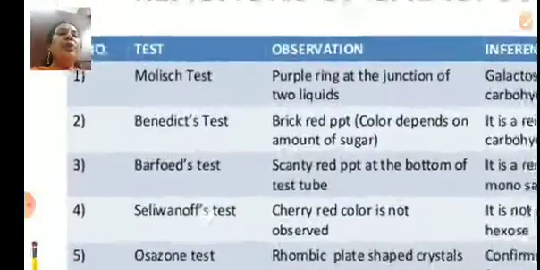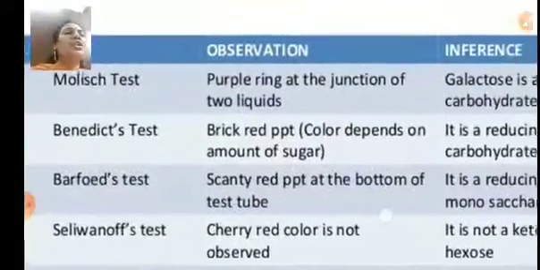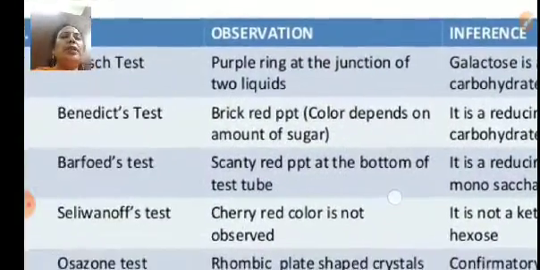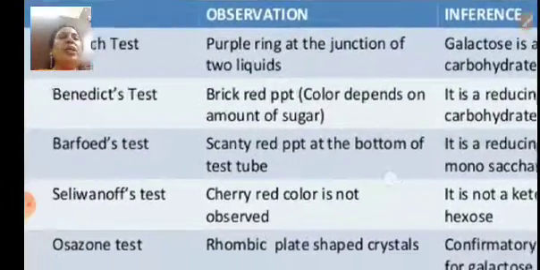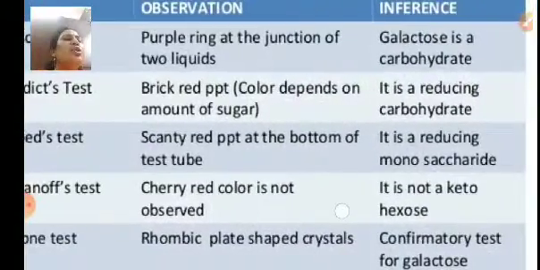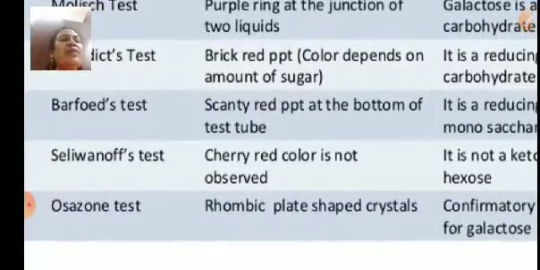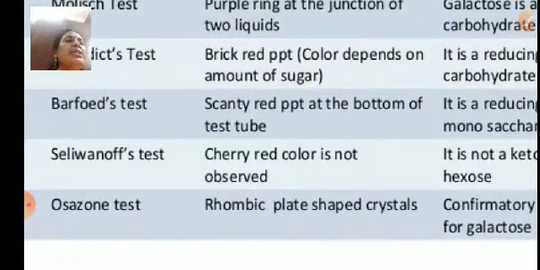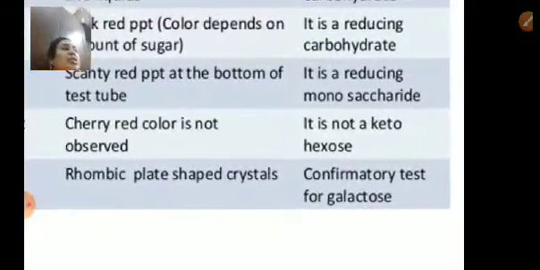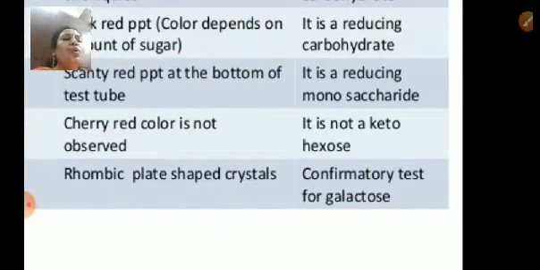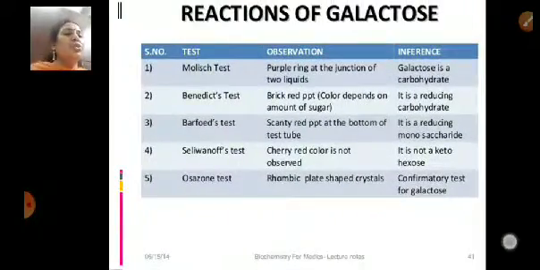If you perform the tests for galactose, then Molisch test is again positive. So it's a carbohydrate. Benedict's test positive. It's a reducing sugar. Barfoed's test positive. So it's a monosaccharide. Selivanov's test negative. So it's not a ketohexose. Okay. And when you perform the osazone test, galactose forms rhombic plate shaped crystals. So that confirms the presence of galactose.